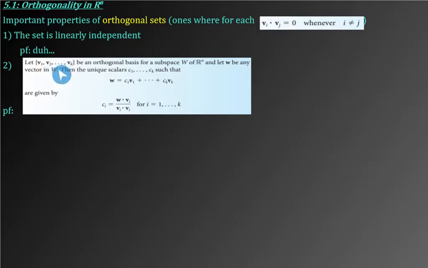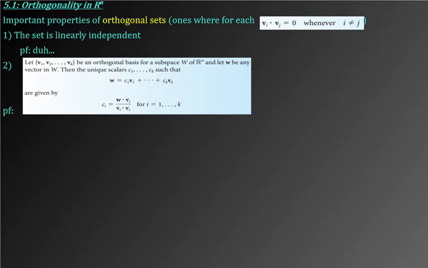This one says that if you have a set v1 through vk that's an orthogonal basis for the subspace W of Rn, and we let w be any vector in that subspace, then there are unique scalars c1 through ck such that w equals the linear combination of that basis, where the c's are given by this specific dot product formula here.